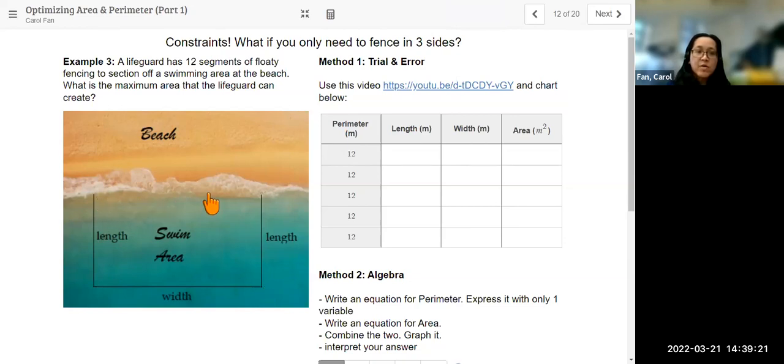We can't enclose the shoreline because we want people to be able to come in from the beach to the swim area. So in this case, we have 12 segments of floaty fencing to section off a swimming area. What's the maximum area that the lifeguard can create? So I made another video. We're going to watch this video and then fill out our chart again. We've got a fixed perimeter this time, and the area can change depending on how we place it.